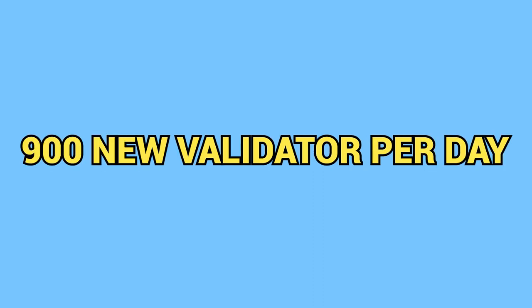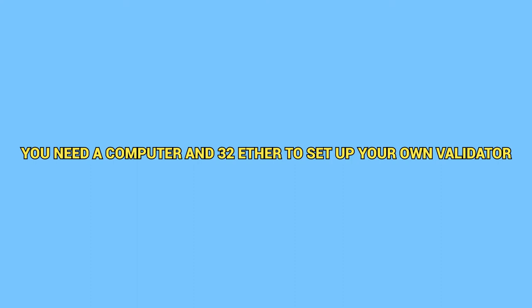But signing up for this business is not that easy. There are some restrictions and limitations when it comes to staking. Only about 900 new validators are permitted on board each day. This makes the waiting list quite long. But there's a long list of other obstacles that might keep people from being able to take part. You'll be needing to have a computer and 32 ETH to set up your own validator. And to make things even more sophisticated, some technical knowledge is also required to set up your validator correctly.